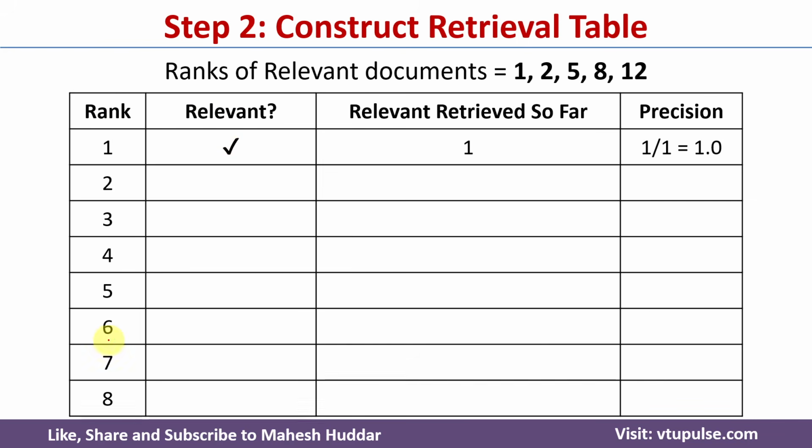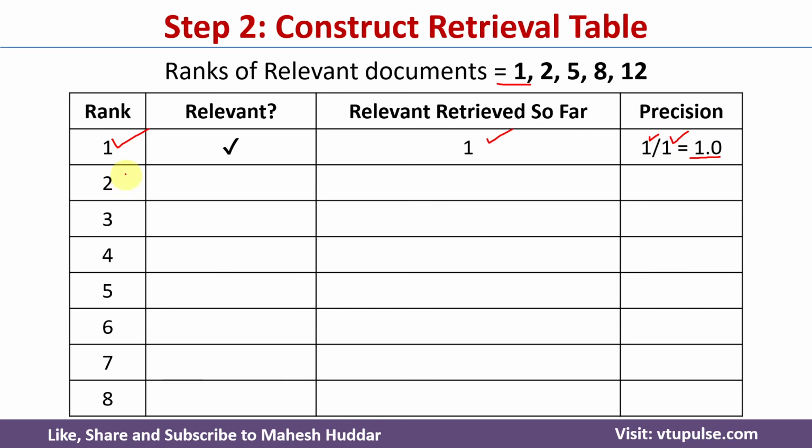Here we need to take the ranks and find the precision. First, I will take the first rank. This first rank is a relevant document and relevant retrieved so far are 1. So precision is equal to the number of relevant retrieved so far, that is 1, and the total number of documents so far is 1.